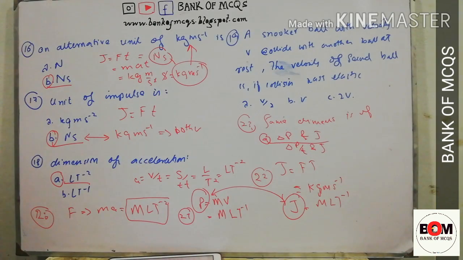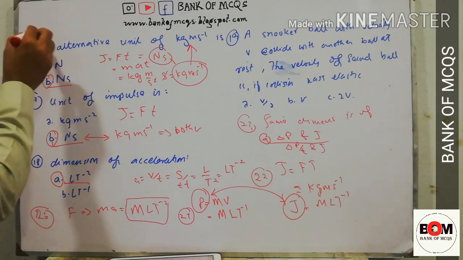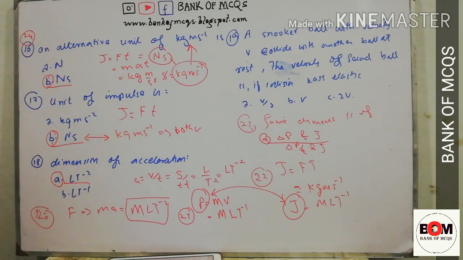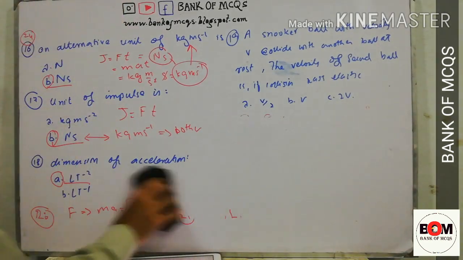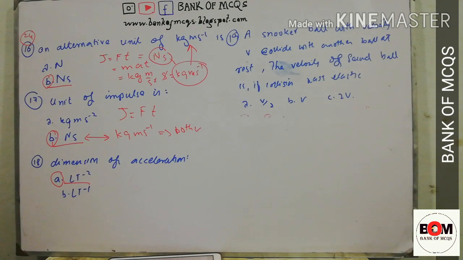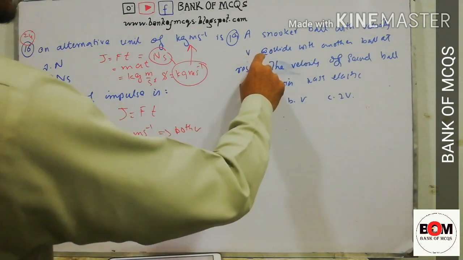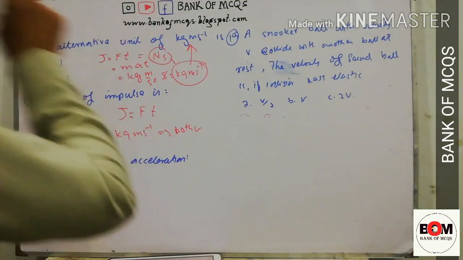The next is MCQ number 19. This is MCQ number 19. They tell us that a snooker ball with velocity v collides with another ball at rest.